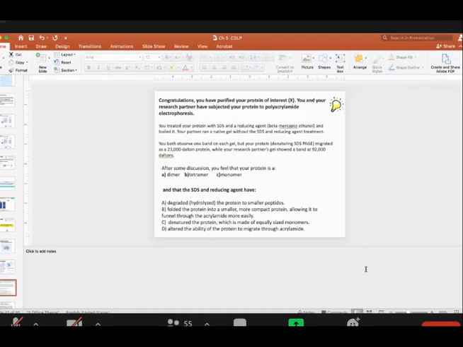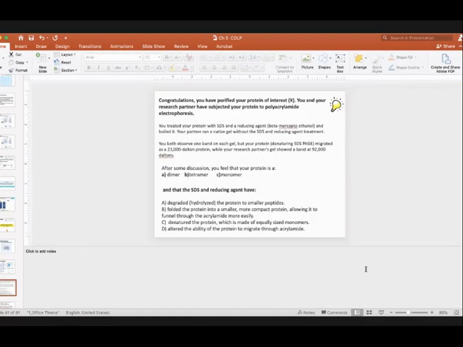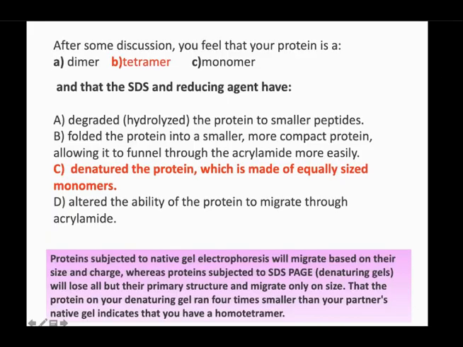To denature the protein, so to break it down. To denature the protein. Correct. The purpose of the SDS to the protein is to give a uniform negative charge, and it will denature the protein. Therefore, I thought I was sharing my screen, but let me go back. You see now, right? So the answer was basically denature the protein, which is made of equal size monomers for this particular exercise. It was a tetramer, and then the answer was denature the protein.